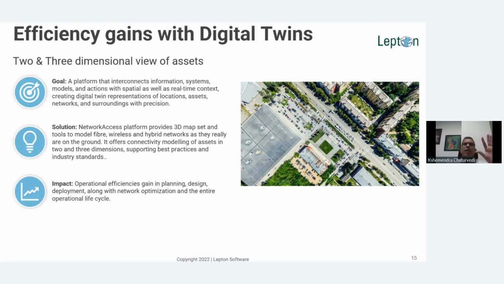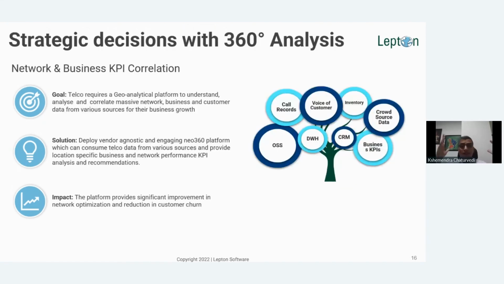Once we have done this, the next step is continuous improvement, taking strategic decisions about your network. How do you do that? There we talk about a product called Neo 360. You should be able to take strategic decisions by doing a 360-degree analysis of the network. You want to see how various KPIs are performing, what kind of call drops there are, and whether there are any customer feedbacks trending on Twitter, or any posts on LinkedIn.